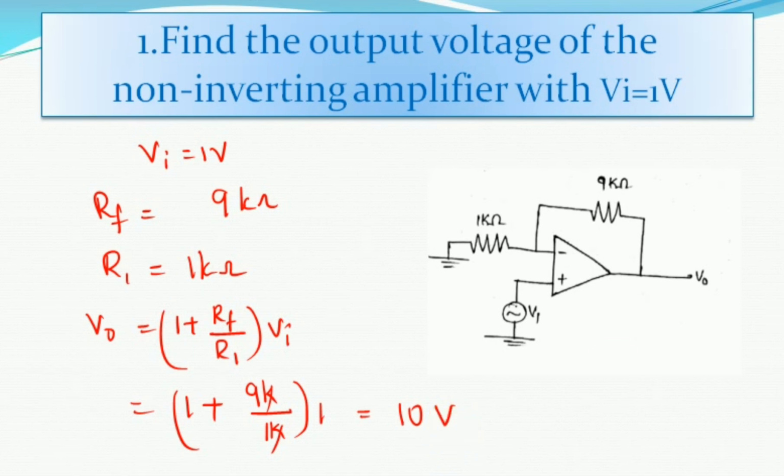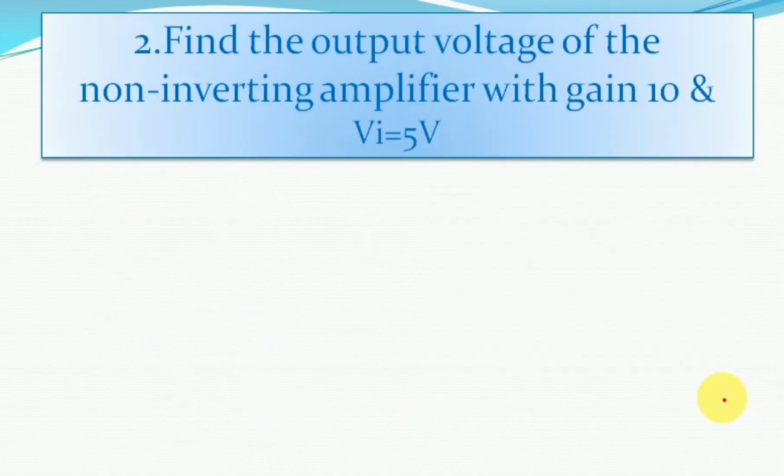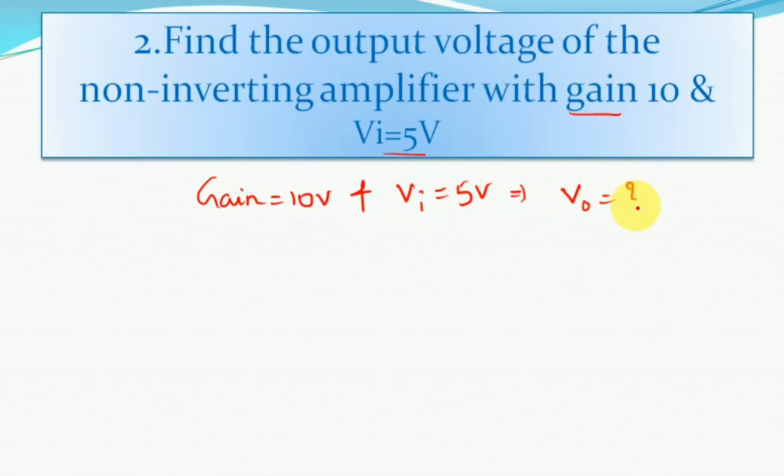Now let us see the next model that is frequently asked. Here they are asking to find the output voltage of the non-inverting amplifier circuit, given that the gain is 10 and the input is 5 volts. So they have given the gain value as 10 and the input as 5 volts, and they have asked to find the output voltage V0.